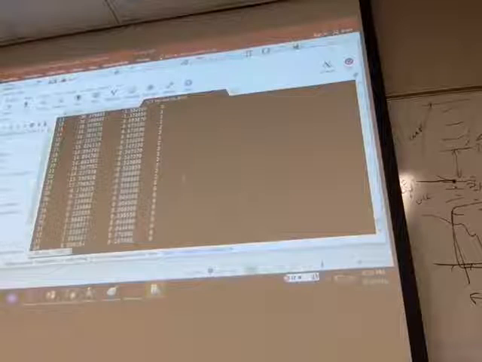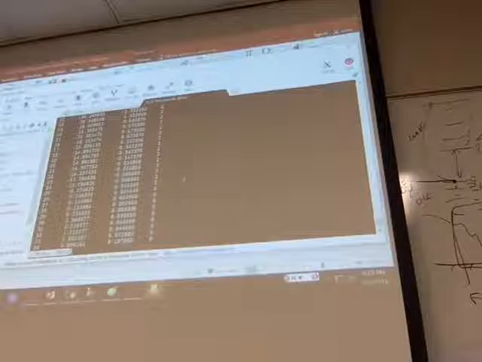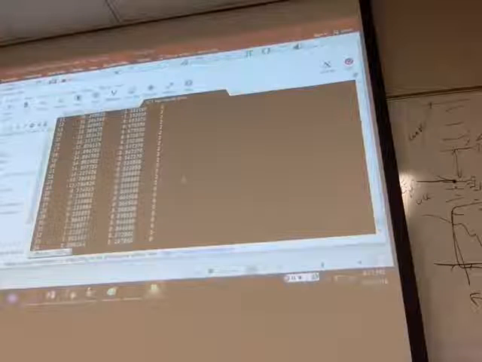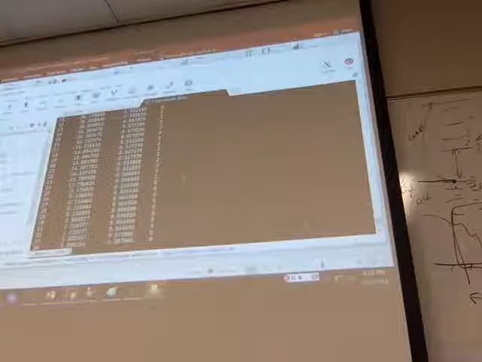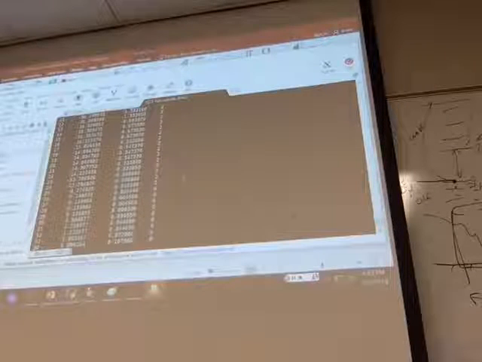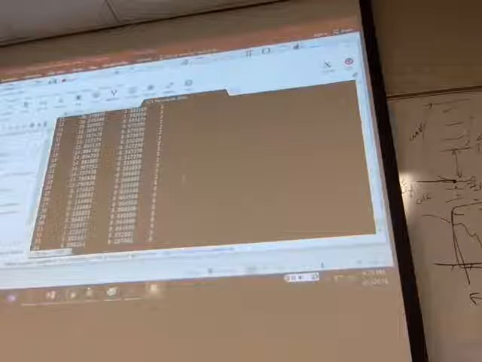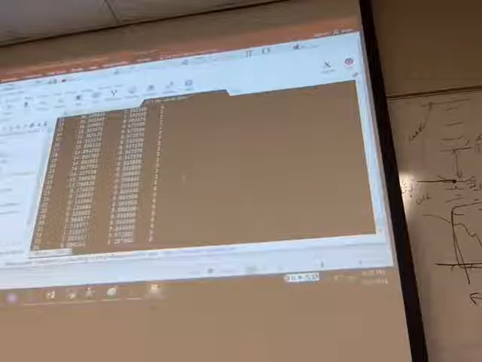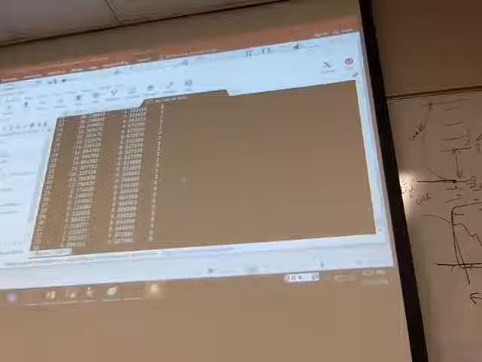So if here is energy, and here are the energies of your specific orbitals: HOMO, LUMO, LUMO plus 1, HOMO minus 1, right? And we want to consolidate this concept of orbitals into a continuous line.